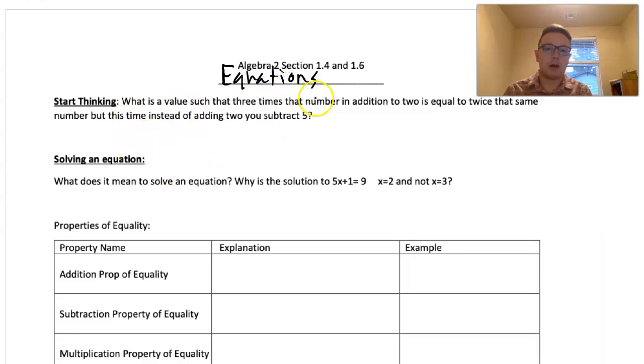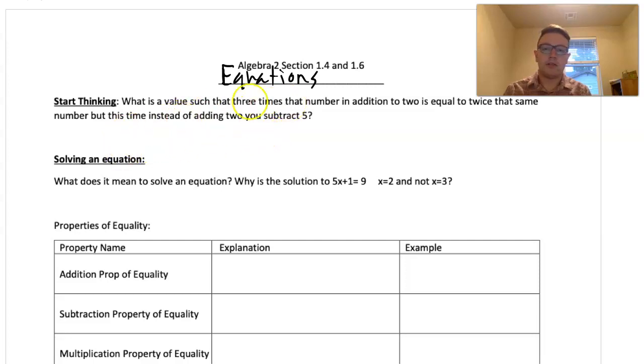So we have something to warm you up and start you thinking here. What's a value such that 3 times that number in addition to 2 is equal to twice that same number, but this time instead of adding 2, you subtract 5? So, is there a way that we could write this using a mathematical expression? Try to figure that out.